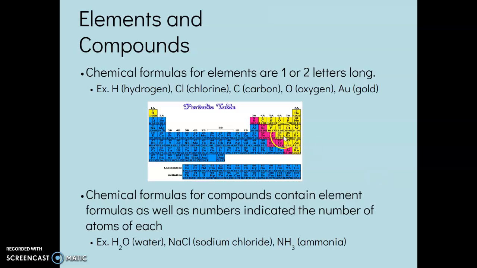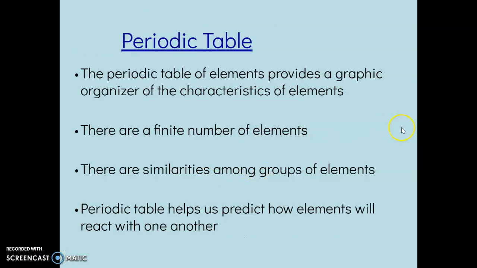Each box on the periodic table is one single element, so that would be your pure substance, and then compounds would be 2 or more of these elements bonded together, okay, and that's really the nitty-gritty of what you need to know about that right now. So the periodic table provides a graphic organizer of the characteristics of each element. There are a finite number, so we've discovered the elements that are on the table, and that's how many there are. Everything in the world is made up of those elements.